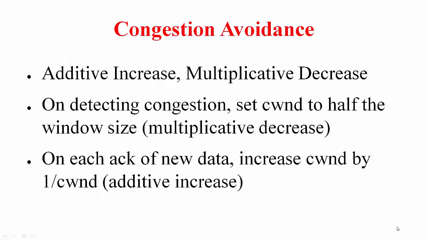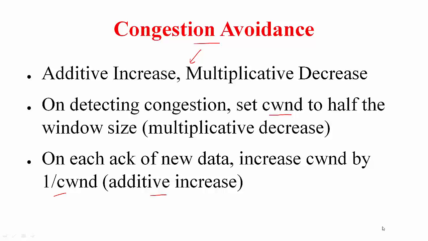So this summarizes it. This is called congestion avoidance, additive increase, multiplicative decrease. On detecting congestion, you set your congestion window to half. And after this point, whenever you receive an acknowledgement, you're going to increase this congestion window by 1 over congestion window. This is the additive increase portion.